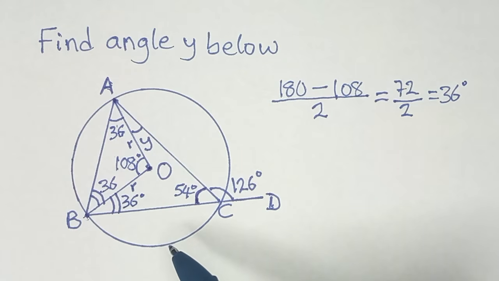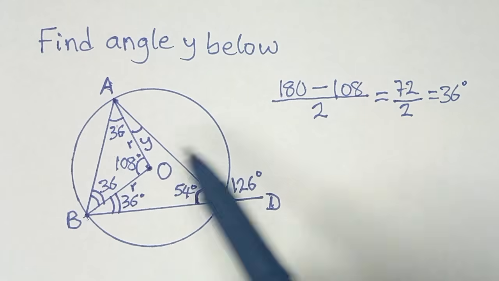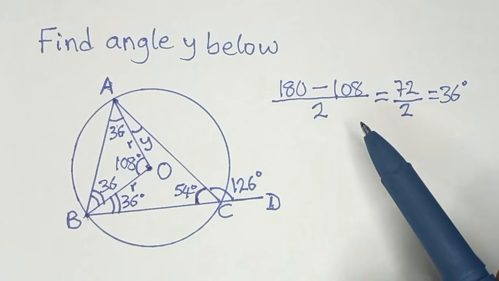Then now you agree with me that since we already have the value of this angle as 36, getting the value of y is simple. There's just a short method.